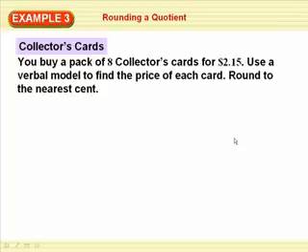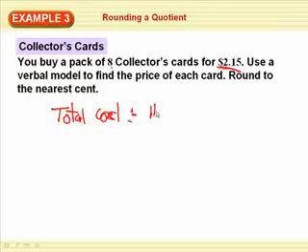Okay? Example 3, you buy a pack of 8 collector cards for $2.15. Use a verbal model to find the price of each card and round to the nearest cent. Okay, so 8, this is your total cost. So if you take your total cost and divide it by the number of cards, that's going to equal the price per card.